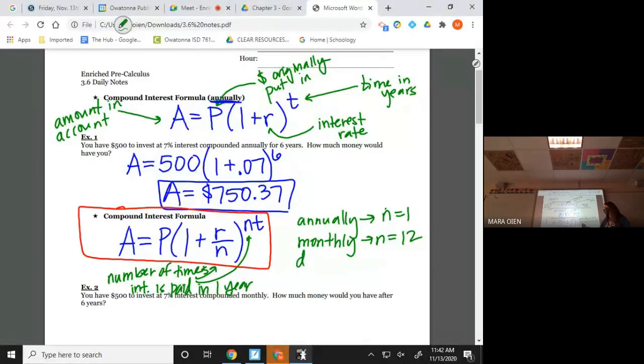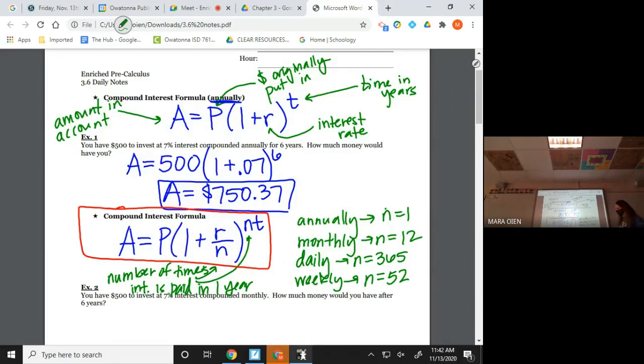They might say daily. If they say daily, we're going to assume that there's 365 days in a year. I'm trying to think what else. They might say weekly. There are 52 weeks in a year, so they pay us 52 times. The only other ones I can think of is they might say bi-monthly. They might say quarterly. There's 4 quarters in a year.